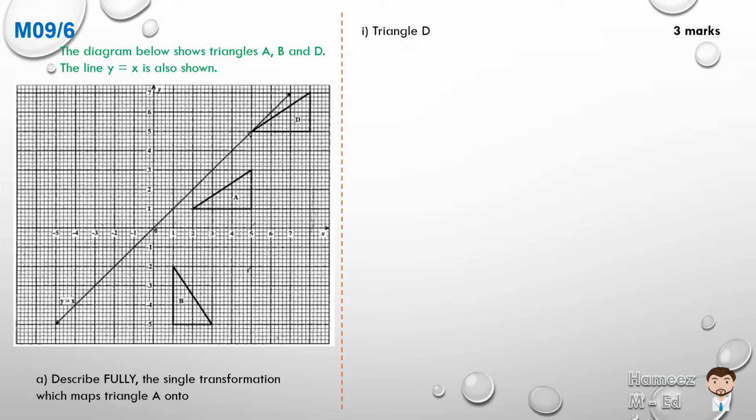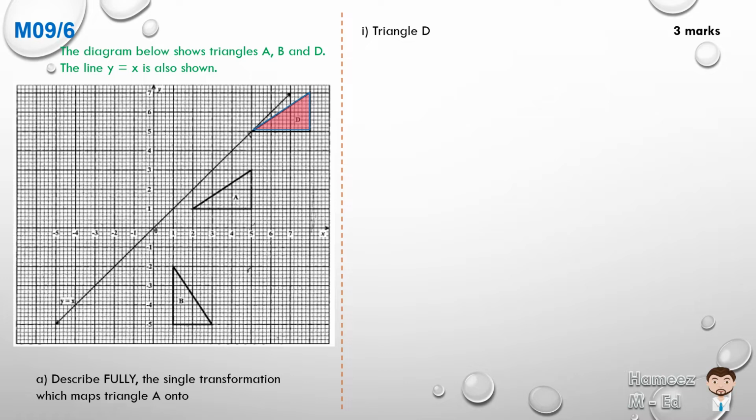So if we take a look at triangle A, let's bring it up. And how does it go onto triangle D? We can see it slides across. At our level, we'll be using the word translation. And how much did it slide?